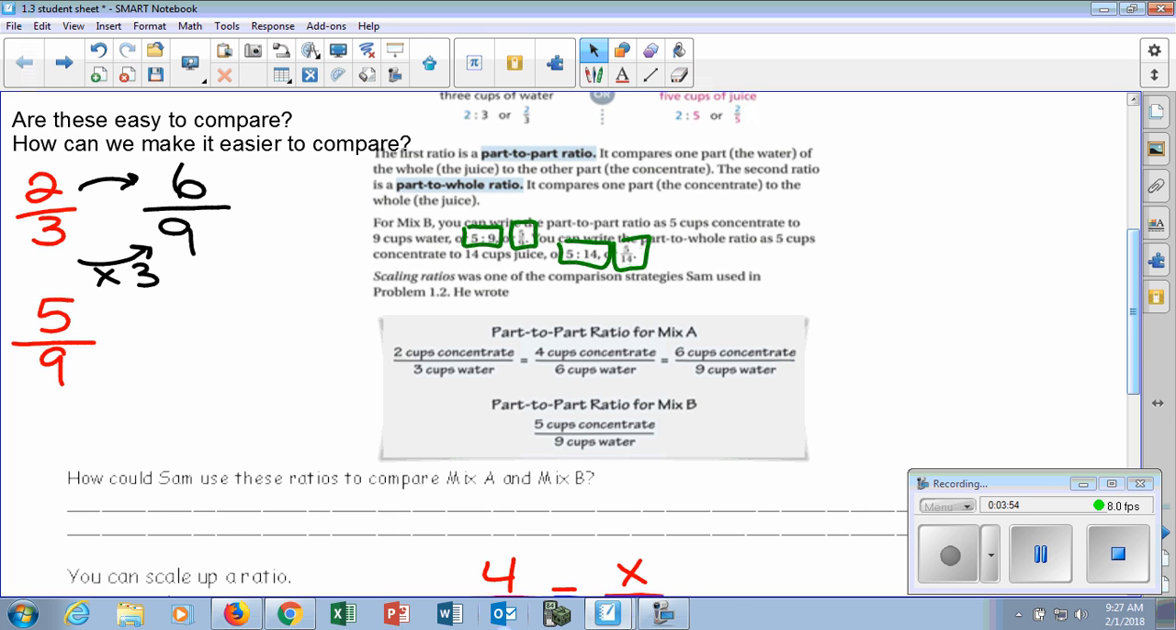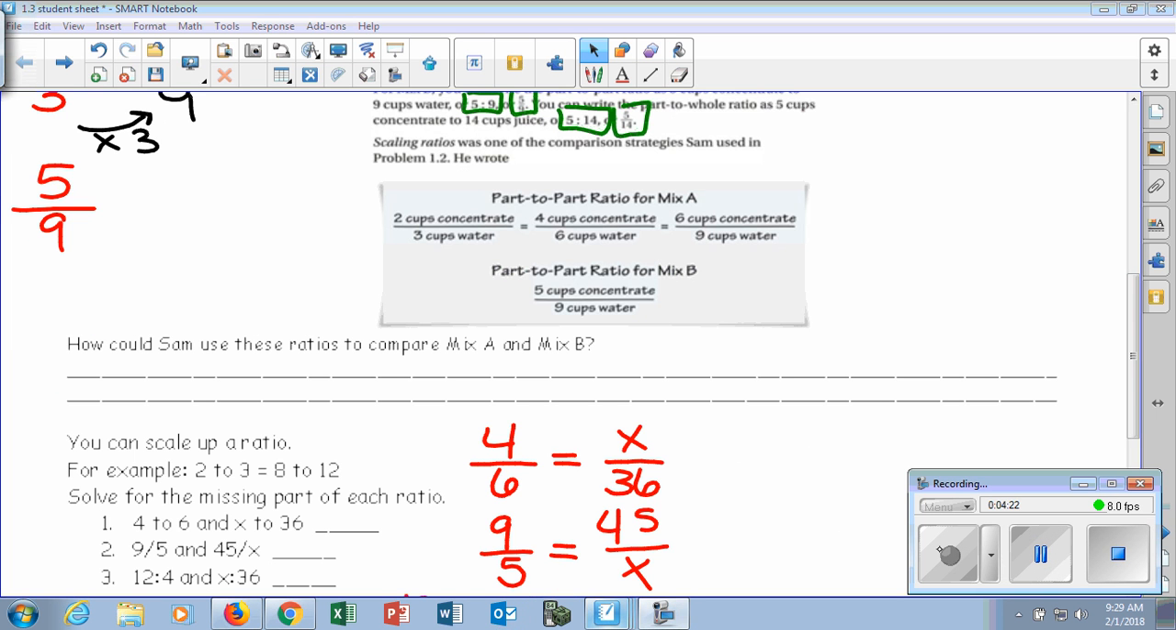How could Sam use the ratio to compare mix A and mix B? Let's look at what kind of ratios he had here. 2 cups of concentrate over 3 cups of water. Let's look at that. I'll give you maybe a minute or two with shoulder partners to talk it out and see how Sam could use the ratios to compare mix A and mix B by looking at which ratios. So how can we look at the ratios to compare the scale-up form for mix A and mix B?